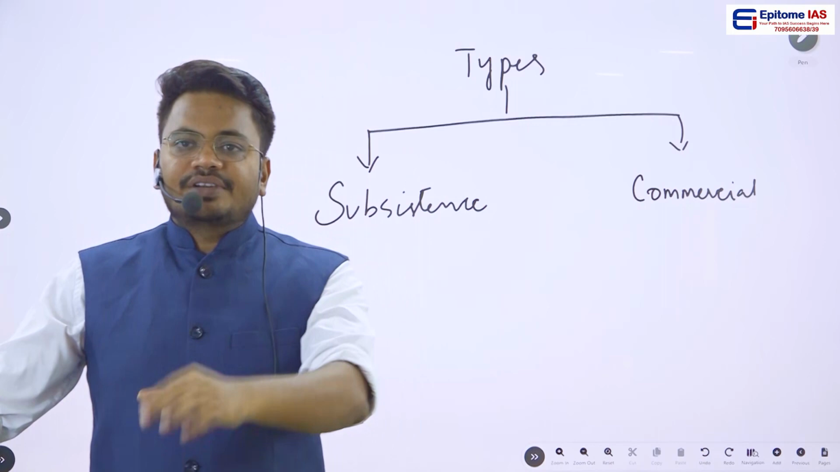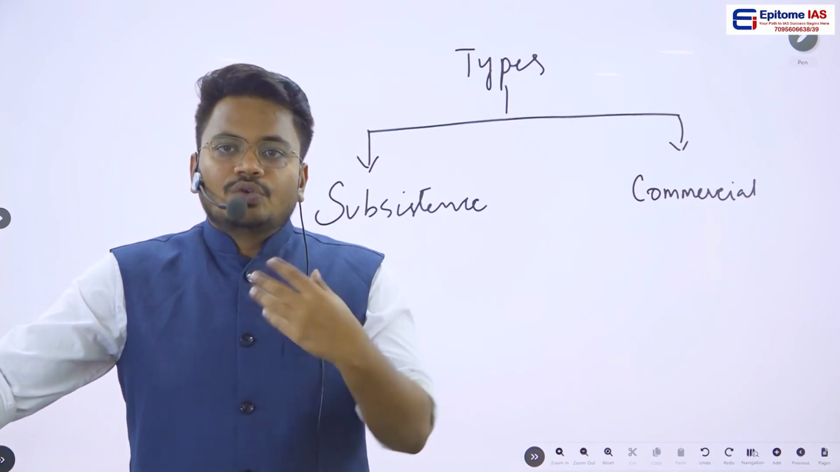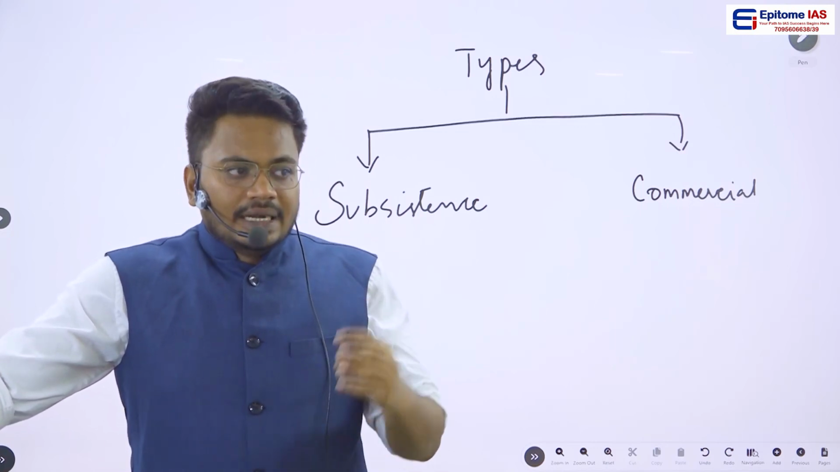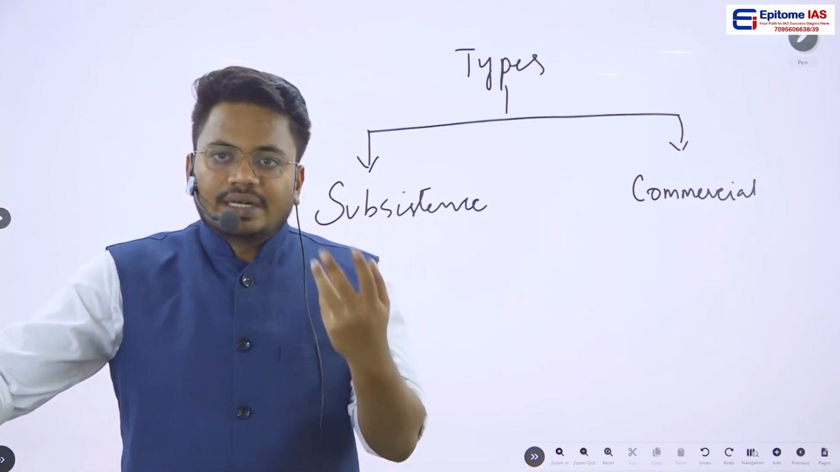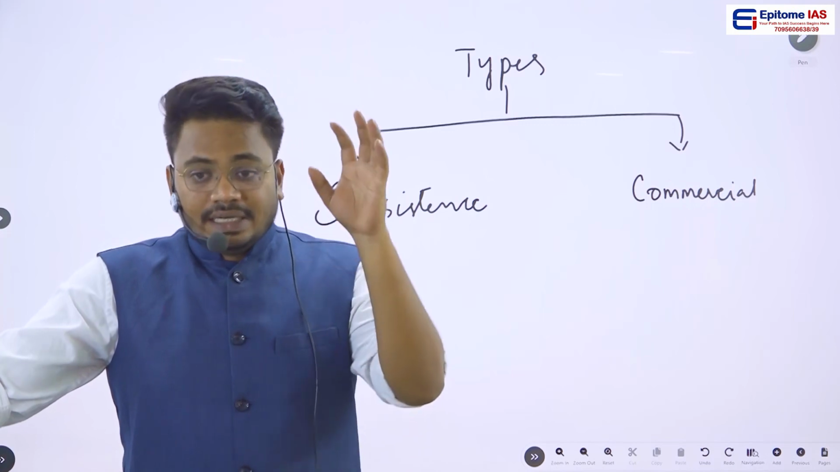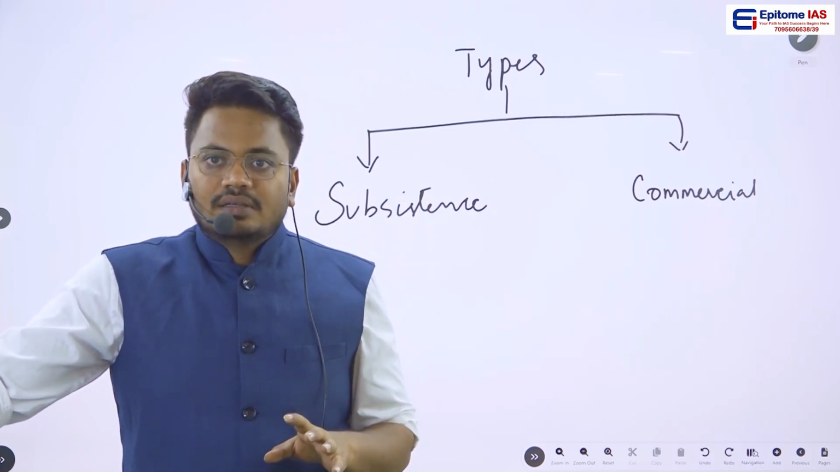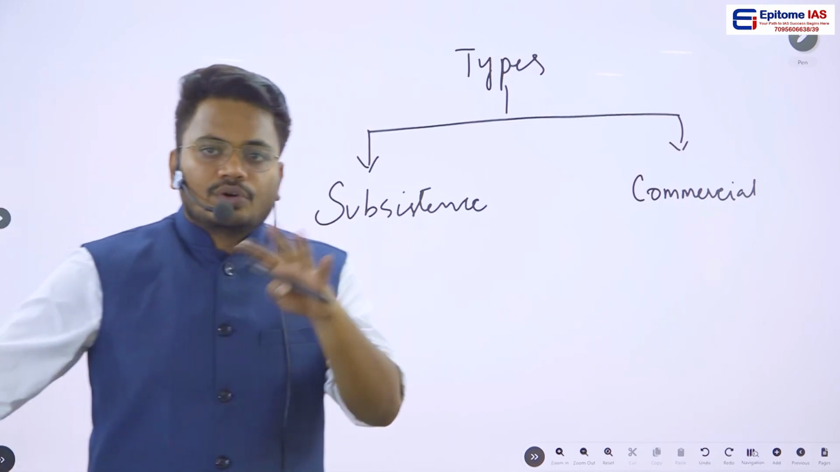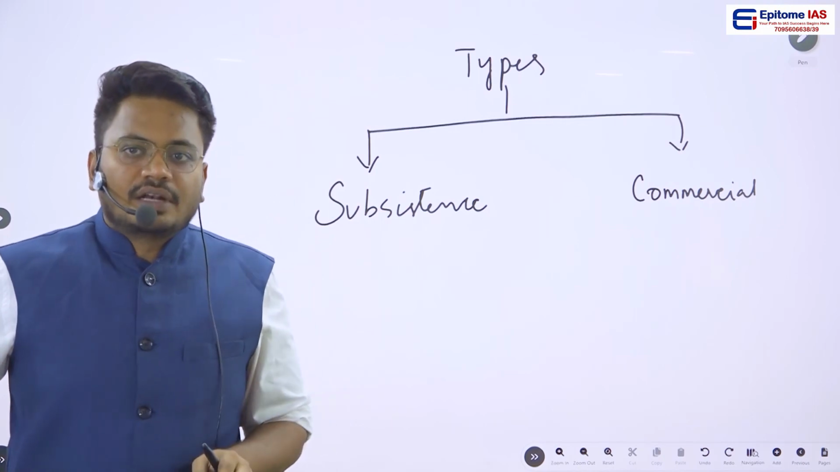Now what is meant by commercial farming? In commercial farming, the technology which we are using would be very high and the labor would be less. And here the main agenda of this farming is to generate revenue, to generate income. And in commercial farming, we would be focusing on a large population in less area. So that particular type of farming, we call it commercial farming.